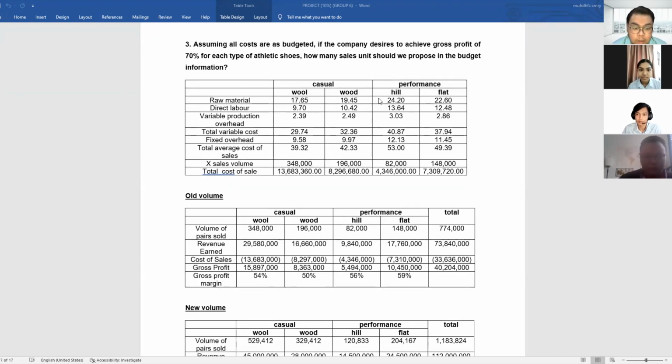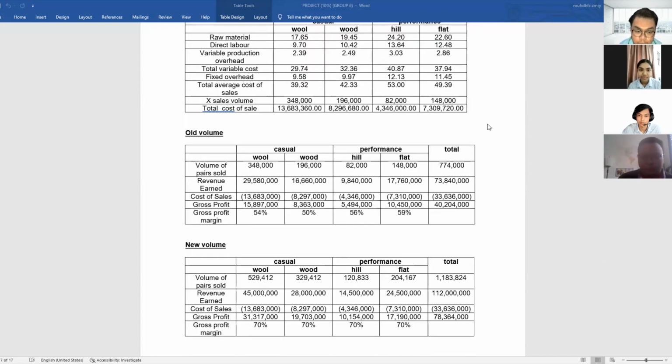So for this part, we are calculating the total cost of sale for each shoe, which for wool is 15,683,360, and for wood it's 8,296,680, and for hill is 4,346,000. And lastly, for flat it is 7,309,720. So we compare all volume of sale to get the gross profit margin, which is wool 54%, wood 50%, hill 56%, and flat is 59%.